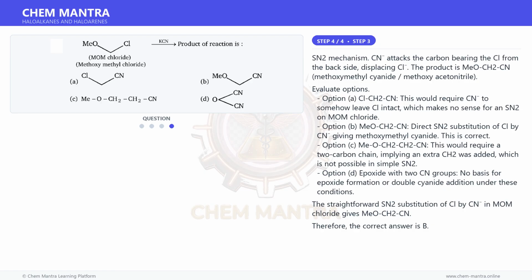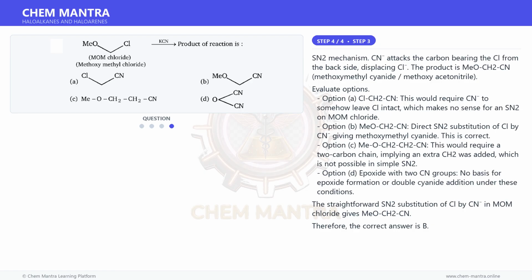Evaluate options. Option A, ClCH2CN. This would require CN to somehow leave Cl intact, which makes no sense for an SN2 on MeO chloride. Option B, MeO-CH2CN, direct SN2 substitution of Cl by CN giving methoxymethyl cyanide. This is correct.